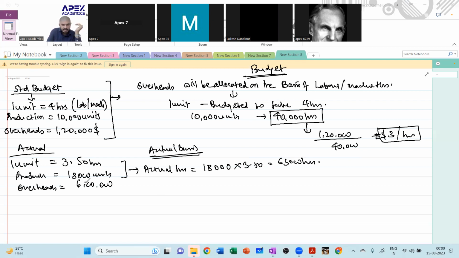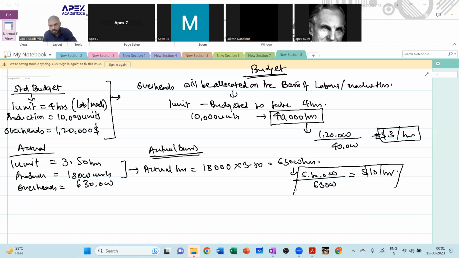Let's take this as 6,30,000. Why? No other reason. I want to take it 6,30,000 only for the reason that there is a mathematical divisibility. It is easier to understand the writing, no other thing. So what is the rate going to be? 6,30,000 divided by 63,000. $10 an hour.